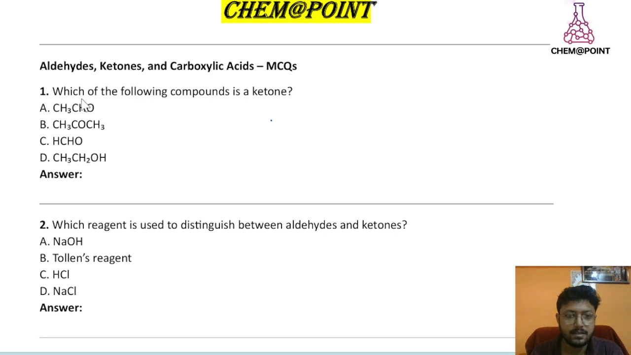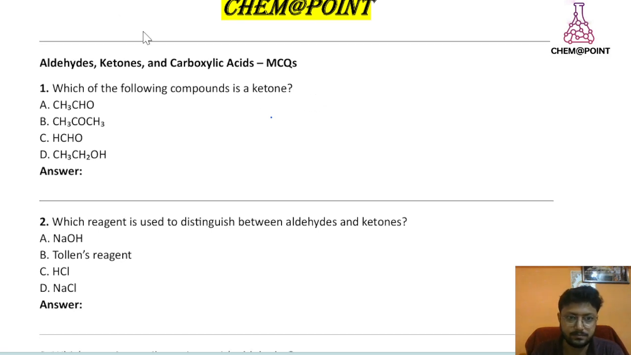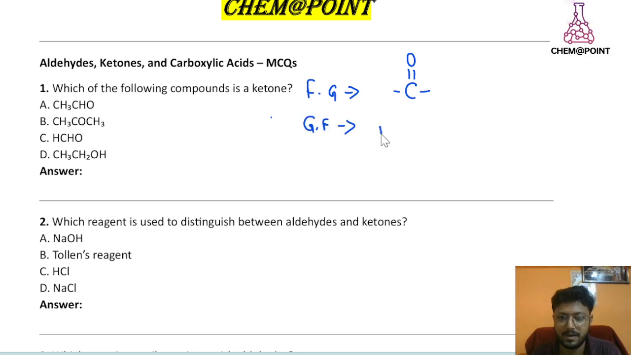So first question is, which of the following compound is a ketone? All of you know what is the functional group of ketones, right? The functional group of ketone is C double bond O single bond single bond. What is the general formula of ketones? R C double bond O single bond R dash.